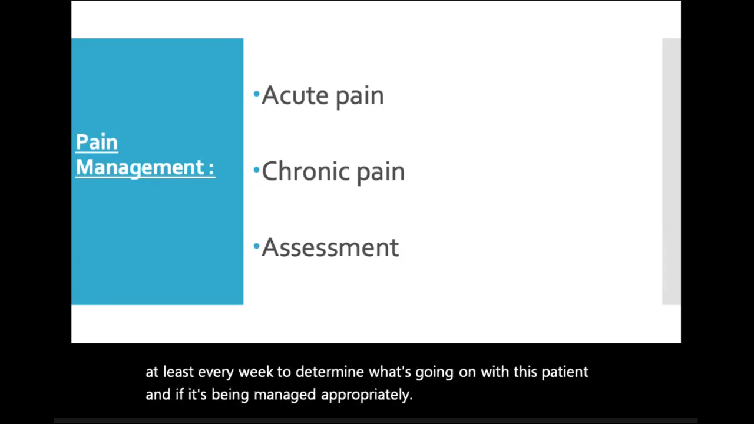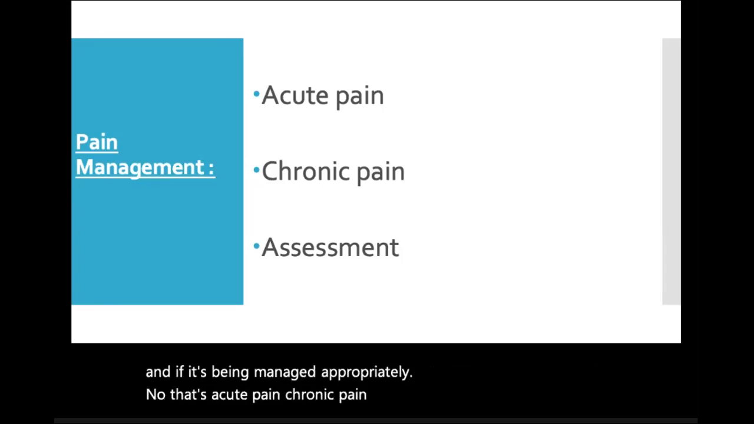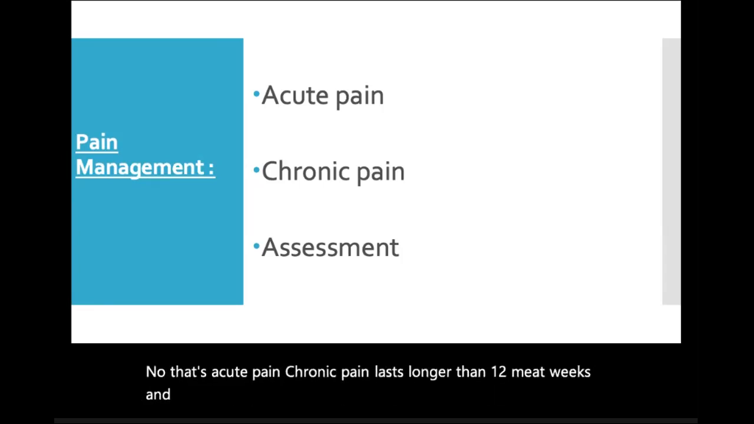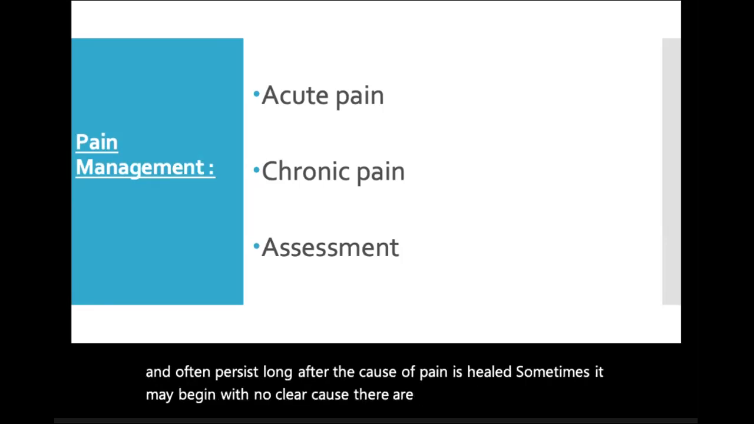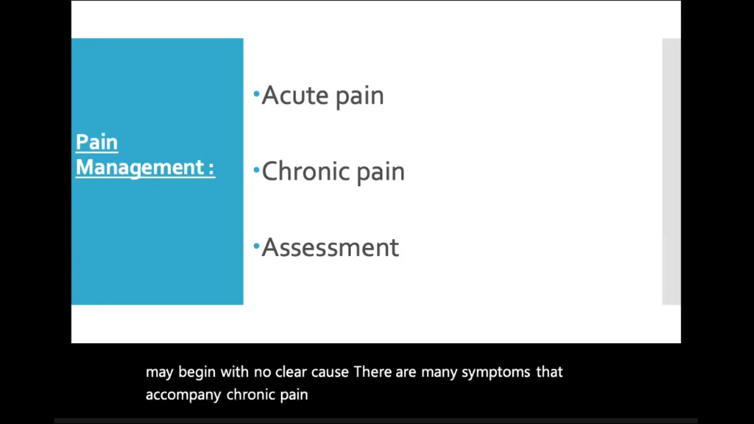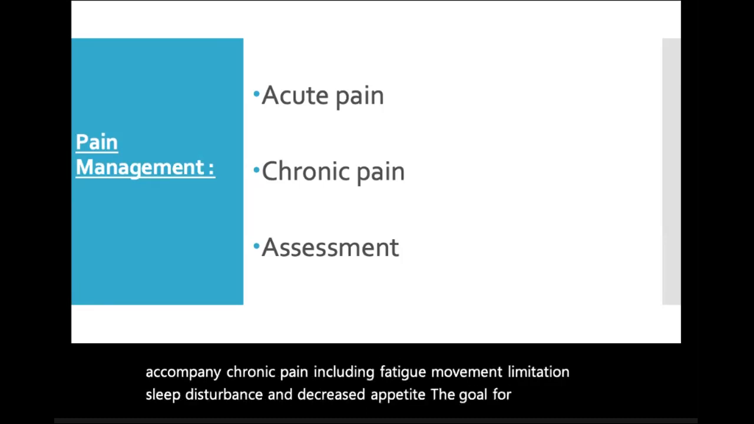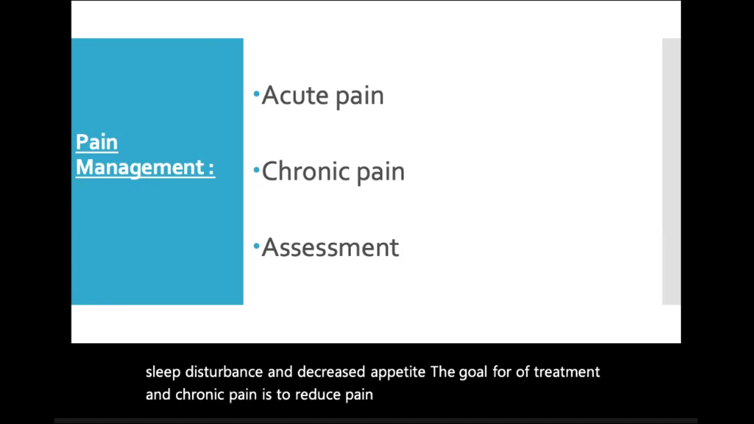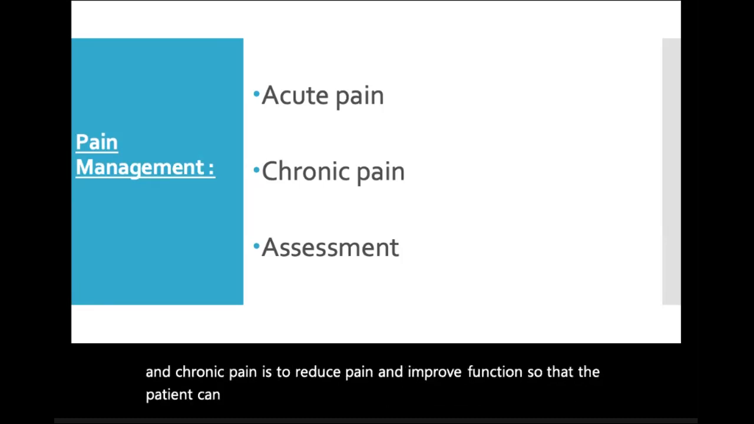Now, that's acute pain. Chronic pain lasts longer than 12 weeks and often persists long after the cause of pain is healed. Sometimes it may begin with no clear cause. There are many symptoms that accompany chronic pain, including fatigue, movement limitations, sleep disturbance, and decreased appetite. The goal of treatment in chronic pain is to reduce pain and improve function so that the patient can complete day-to-day activities. Often chronic pain cannot be cured, but it can be managed.